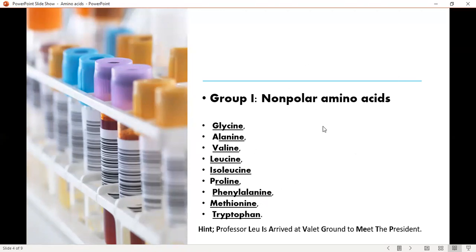Now, how to memorize these non-polar amino acids? We have a hint here: Professor Liu arrived at Wellington to meet the president. Here, the first alphabet of all these words is capitalized, so these capitalized alphabets represent the first alphabet of all these amino acids. By using this, we can remember these non-polar amino acids. Here, P for proline, L for leucine, I for isoleucine, A for alanine, V for valine, G for glycine, M for methionine, T for tryptophan, and P for phenylalanine.